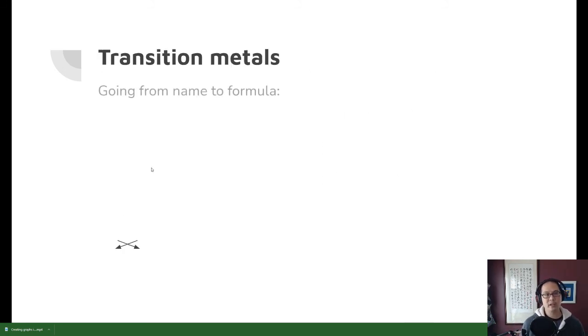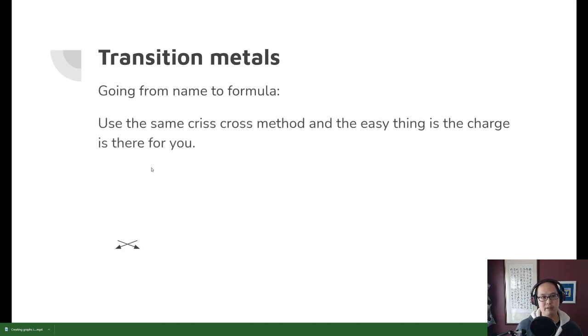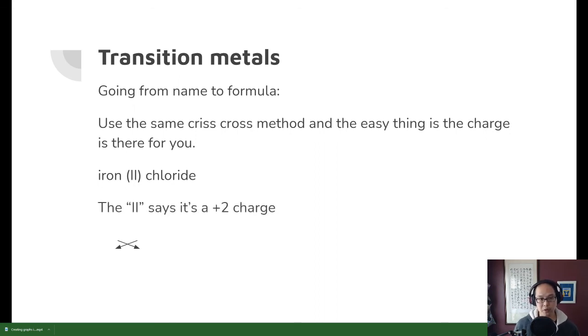Going in the other direction, it's even easier because you don't have to memorize anything. You use the crisscross method again, but the charge is there for you now. If we have iron 2 chloride, I know my iron is a +2 charge. So I only have to find the charge from the periodic table for chlorine, which is -1. So I have Fe2+, Cl1-. I crisscross that and I get FeCl2.